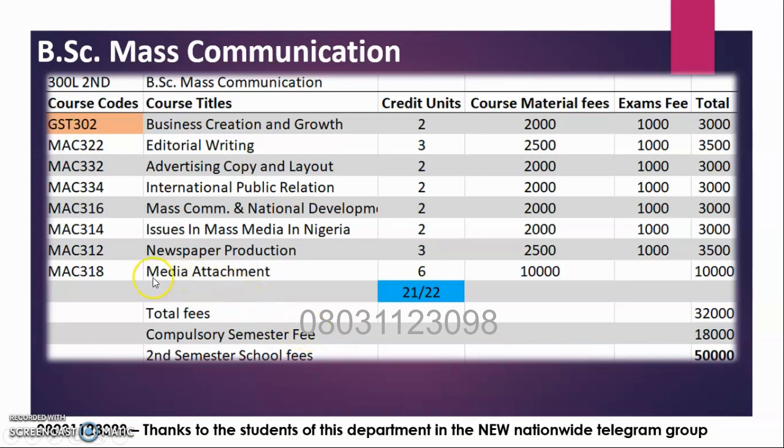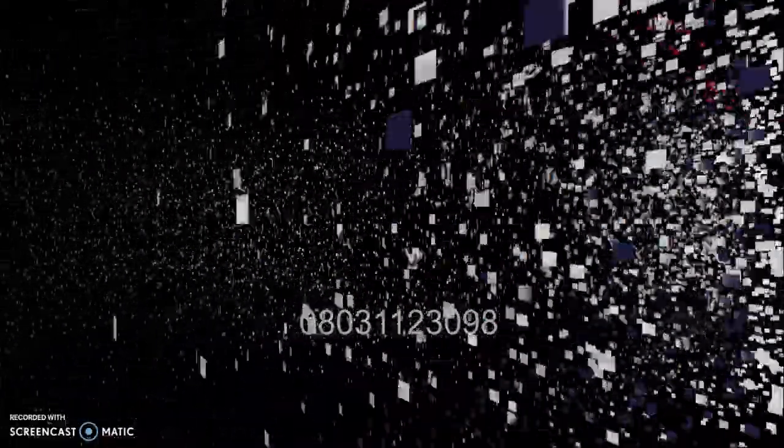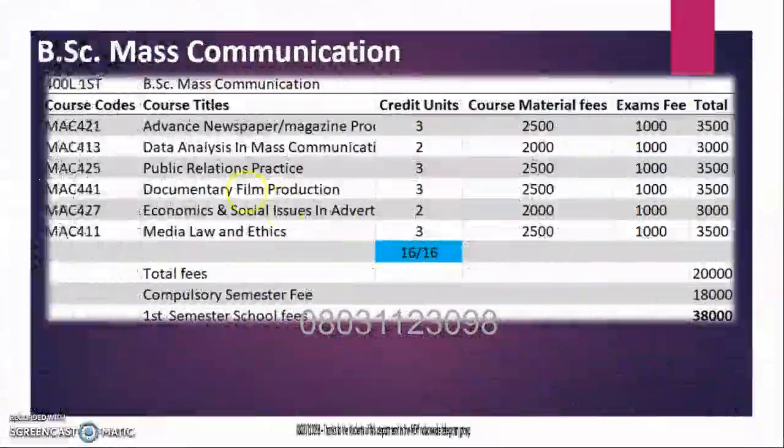Remember also, you have media attachment. This is your IT course: 6 units and 10,000 for the course material fee. And you have a total of 50,000 for this semester. You're supposed to pass all of these courses. No exceptions. Okay, so we move to 400 level.